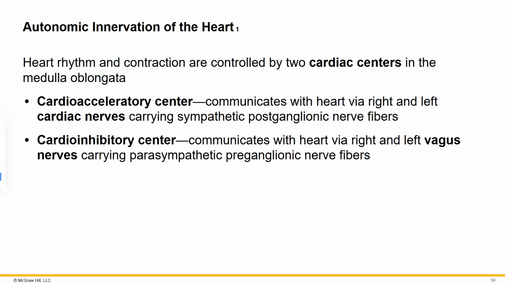Heart rhythm and contraction are controlled by two cardiac centers in the medulla oblongata. Cardioacceleratory center communicates with the heart via the right and left cardiac nerves, carrying sympathetic postganglionic nerve fibers. Cardioinhibitory center communicates with the heart via the right and left vagus nerves, carrying parasympathetic preganglionic nerve fibers.